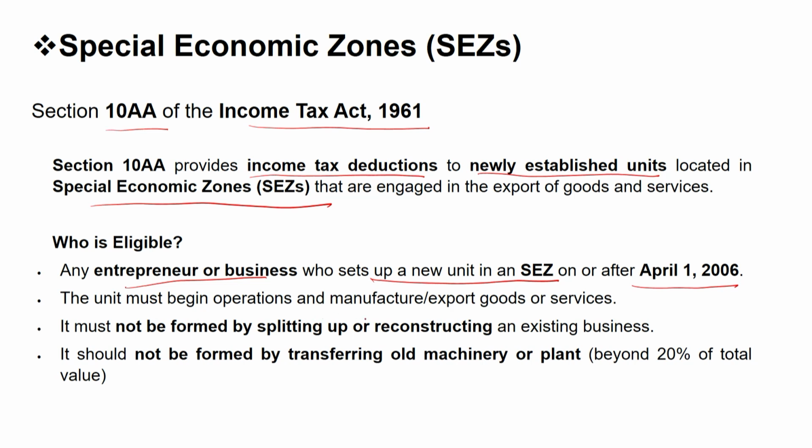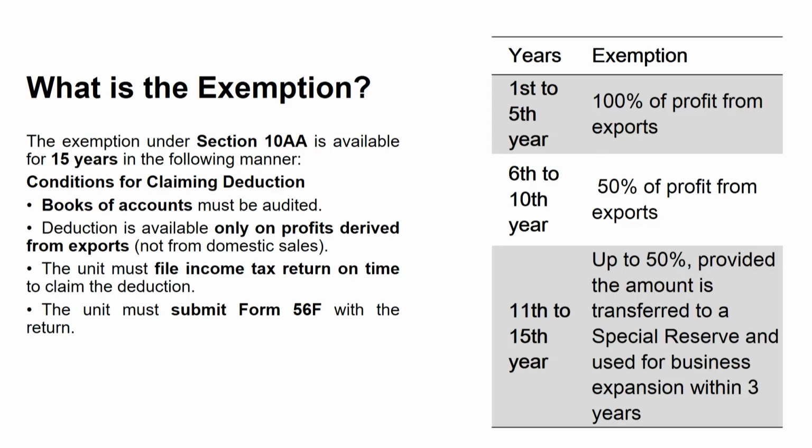The unit must begin operation and manufacture of goods and services. So they must be engaged in manufacturing of goods and services. It must not be formed by splitting up or reconstructing the existing business. So you need to incorporate a new business unit for claiming deduction under section 10AA. Then it should not be formed by transferring old machinery or plant to any other unit. So beyond 20% of the total value cannot be transferred to the other unit for claiming the deduction under section 10AA of the SEZ Act. So what is the exemptions under this particular section?